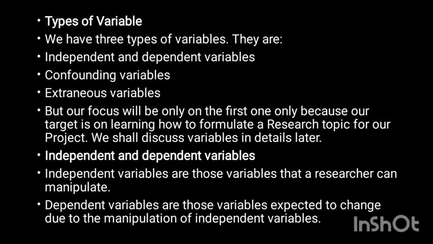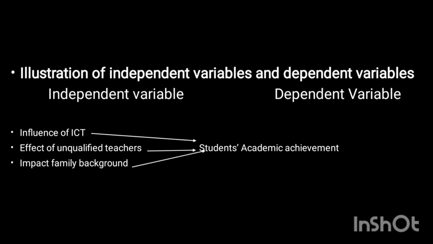So what is independent and dependent variables? Independent variables are those variables that a researcher can manipulate. Dependent variables are those variables expected to change or to feel the effect of the change when the independent variables are being manipulated. So what do we mean in essence now? From the example I'm going to give us, I'm going to use it and explain this long English for us. So look at this illustration of independent variables and dependent variables. Here I put down that independent variables, I give some example, influence of ICT. ICT here is a variable.